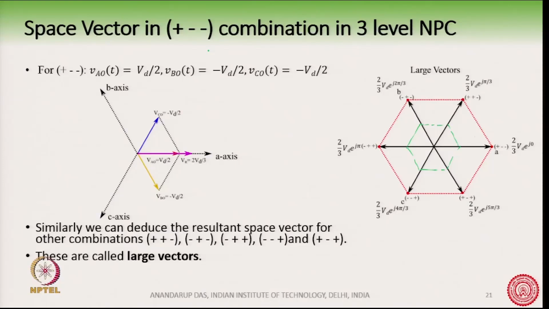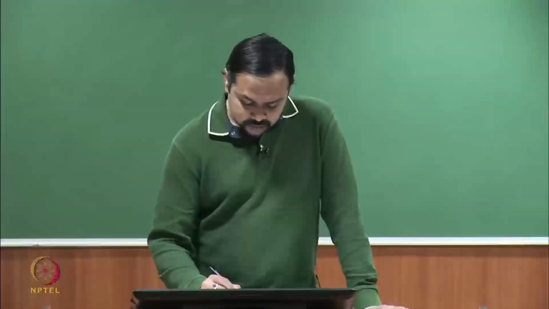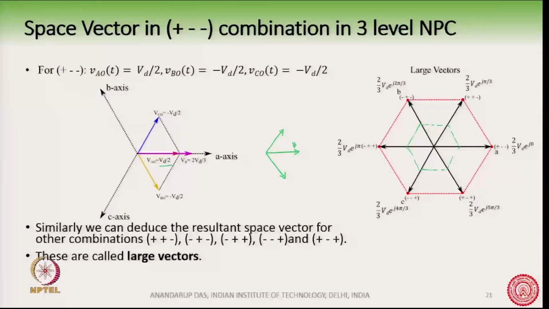If it is plus minus minus, on the A phase the contribution from the pole voltage is plus. So, this means plus Vd by 2 here. A phase is plus here, and on the B phase you have a minus contribution, and on the C phase you have again a minus Vd by 2 contribution. So, this is plus Vd by 2, this is minus Vd by 2, and this is minus Vd by 2.